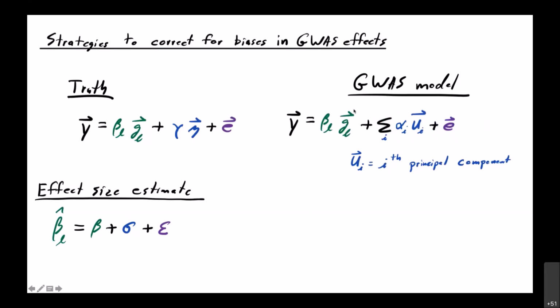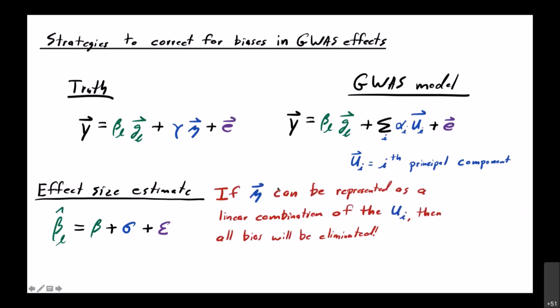They go to the GWAS panel, they look at the top X principal components, where X is some number that you pick and hope is large enough, and you include these as covariates in the GWAS. And then if our environmental variable vector, eta here, can be represented as a linear combination of these principal components, then all of this bias will be eliminated, and you're okay. And of course, we have the same problem here, is that we don't know what the environmental variable vector is, and so we don't really have a way of knowing whether what we've done has worked.